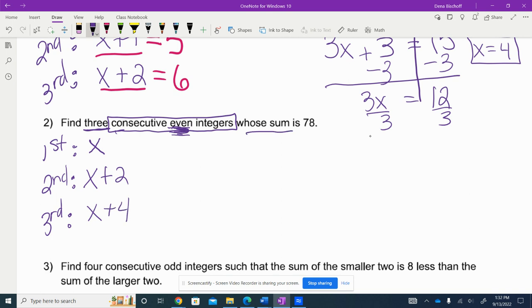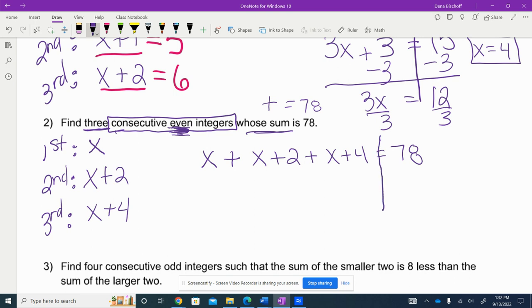Okay. Whose sum is, that means we're going to add them up. Jacob told us that, equals 78. So here's my first integer plus my second integer, x plus 2, plus my third integer, x plus 4, equals 78. Now we need to combine like terms. How many x's do I have, Tyler? 3. 3x plus, what is 2 plus 4, Tyler? So 3x plus 6 equals 78.